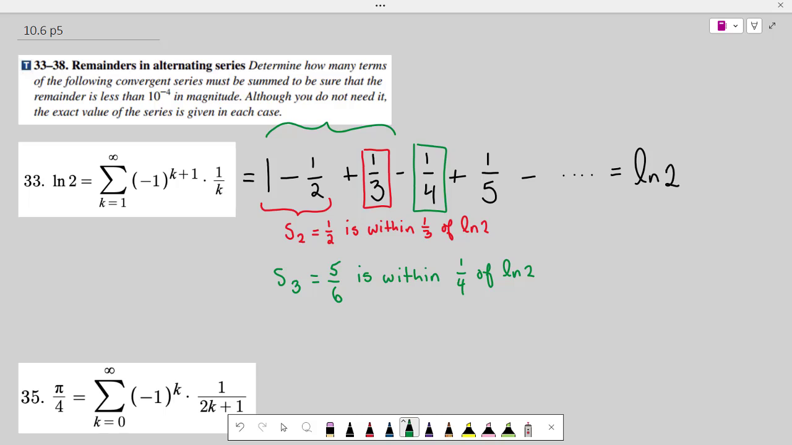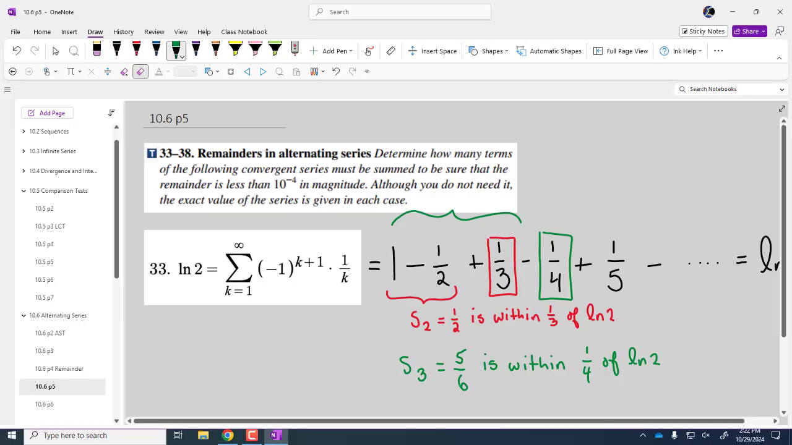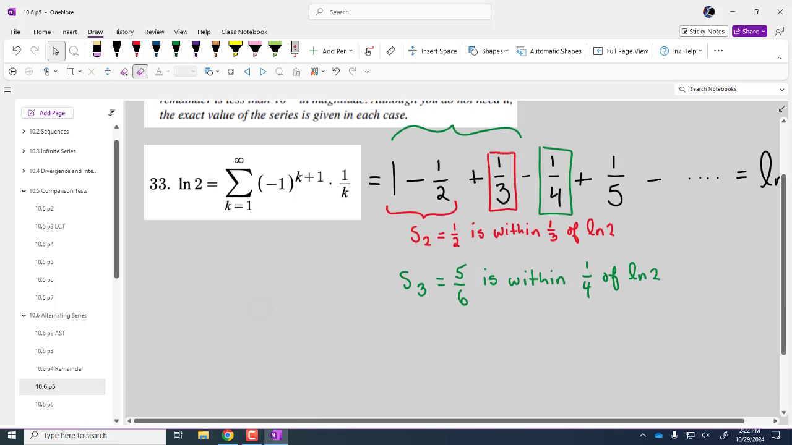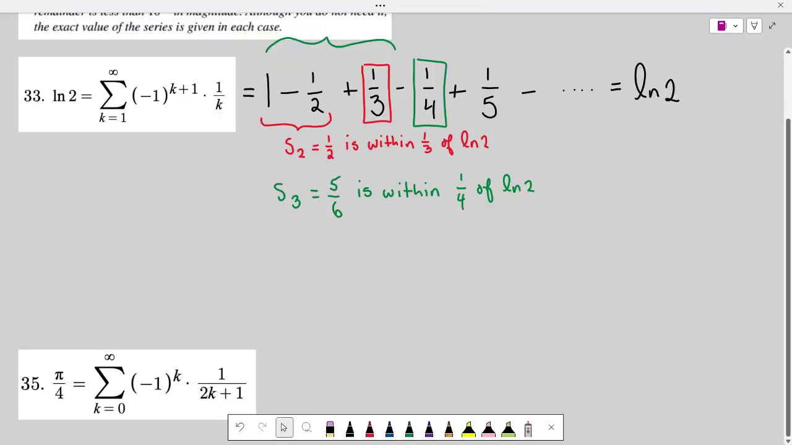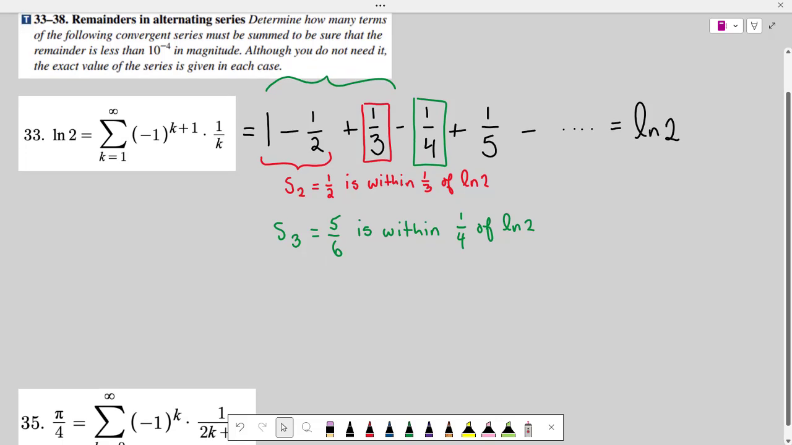Okay, so now let's answer the question that was asked here. Let's go to the actual question. This is just to get you a visualization of what's going on. Determine how many terms of the following convergent series must be summed to be sure that the remainder is less than 10 to the negative 4 in magnitude. Although you don't need to, the exact value of the series is given in each case. You don't need it.